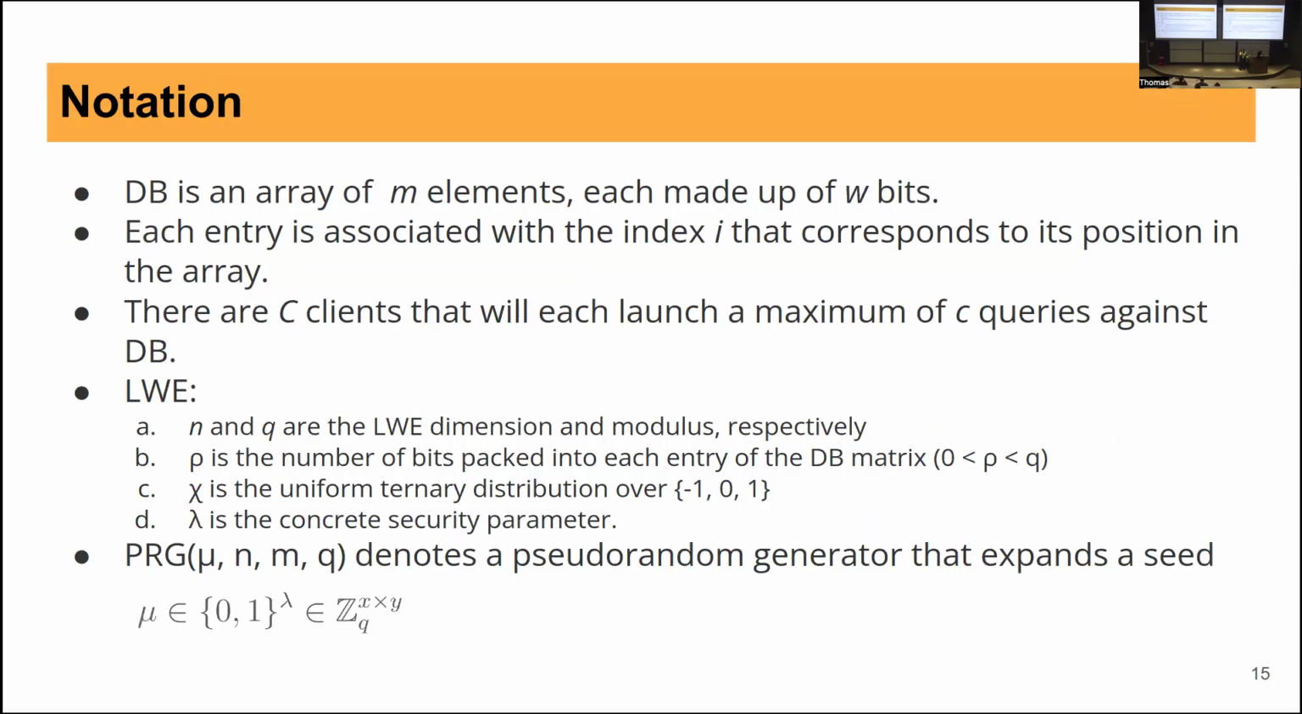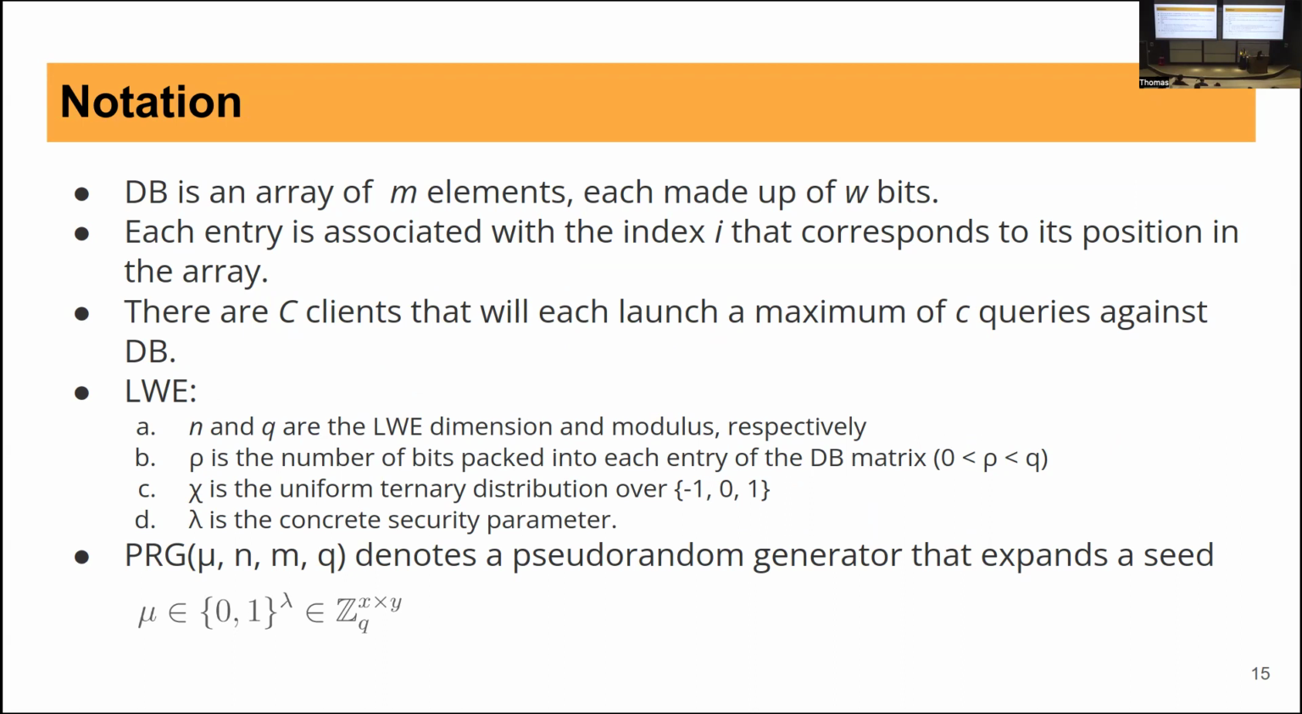Okay, but prior to actually introducing the scheme, maybe let's first introduce some notation. As I told you at the beginning, PIR works in the setting in which we have a public database that is usually arranged as an array of M elements. It is assumed that each one of those elements has W bits, and each entry in this array is indexed by an index that we're going to be calling I, which corresponds to the specific position of that element in the array.